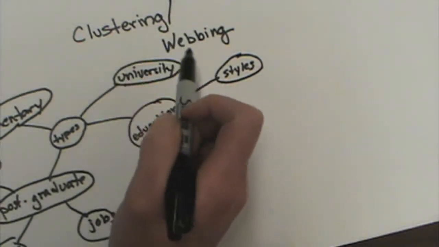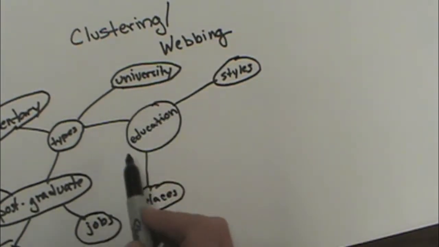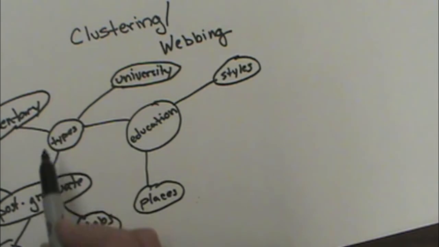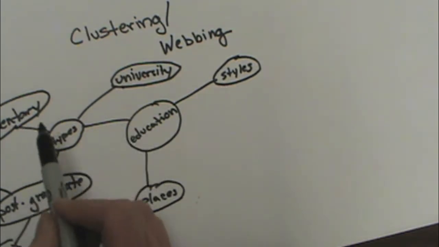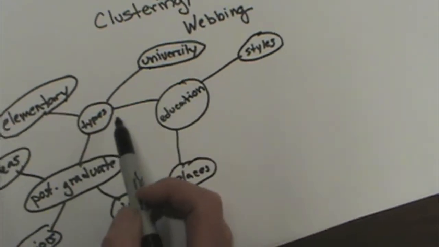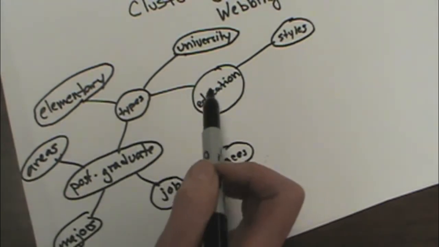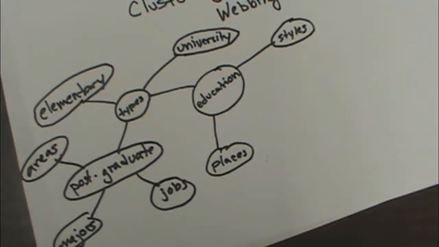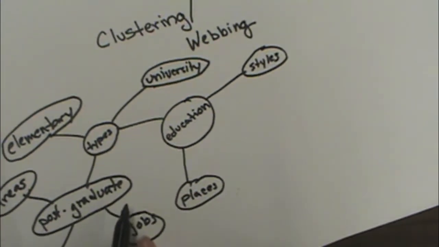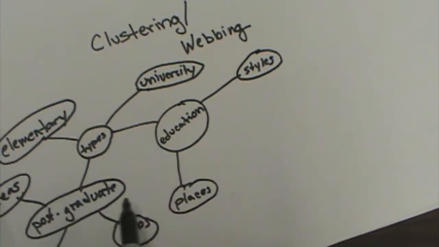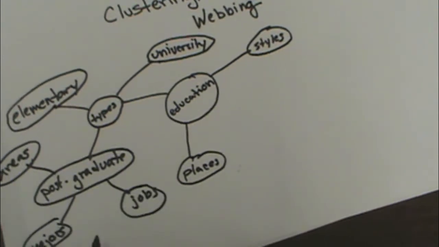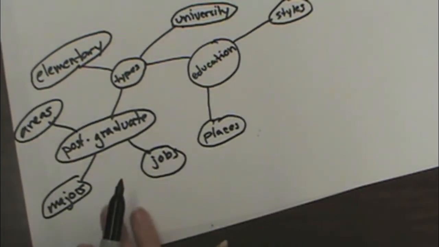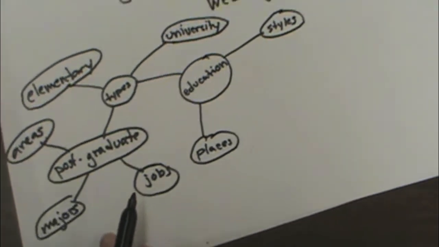So clustering and webbing, primarily dealing with visuals, so looking at all of these circles and making sure that ideas are connected. But notice, the farther we come away from this main circle, the more specific we get. So when you are webbing, when you are clustering, make sure that your ideas are becoming more and more detailed. That's going to help you when you outline or start to write your essay.